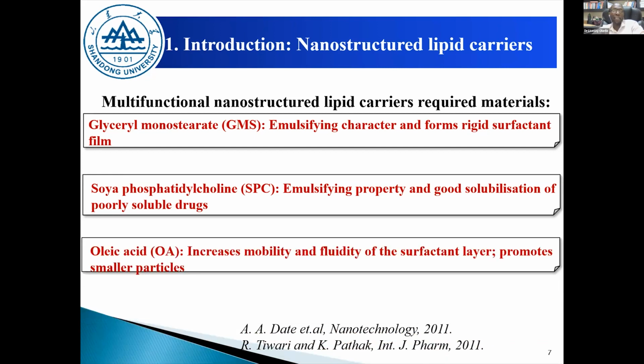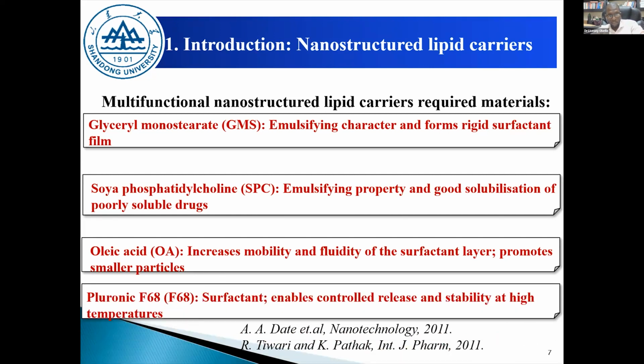Then oleic acid. Oleic acid has a low melting point, and this is very important because one, it increases mobility and fluidity of the surfactant layer, and also it promotes small particles. Remember, we are dealing with nanoparticles, so it's important that we should be able to control the particle size. All right, and then Poloxamer F68. This was a surfactant, and the good thing with this is that it enabled controlled release, and also allows stability at higher temperatures.